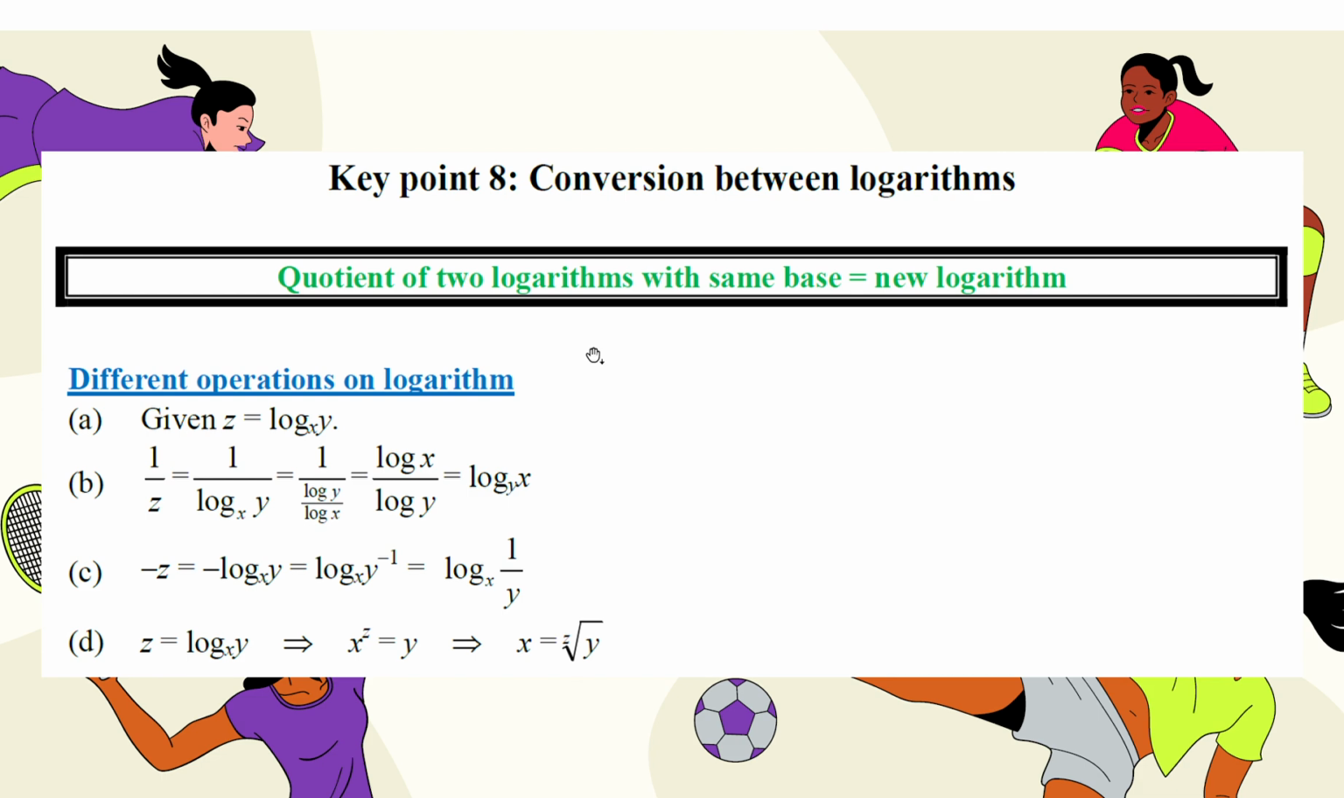Next one, conversion between logarithms. The quotient of two logarithms of the same base is a new logarithm. Just reverse what we learned, right? Change the base. So if you have z equals log x to the base y, what is 1 over z? Very funny after this calculation, it is log y to the base x. If you swap the number and the base, it becomes 1 over. Crazy. How about adding a negative? Adding a negative means 1 over the original number.